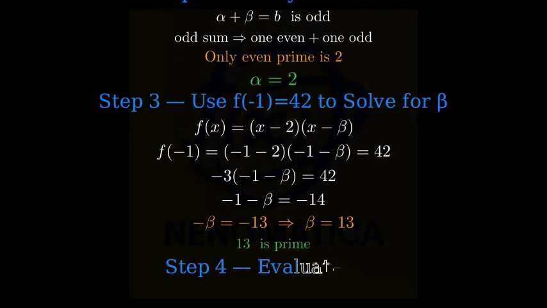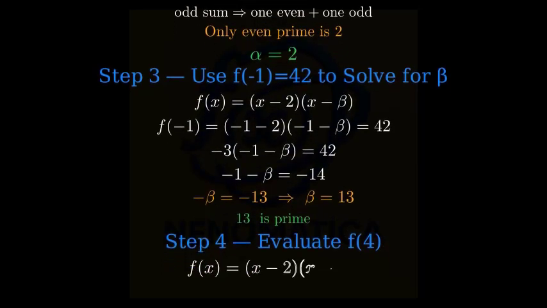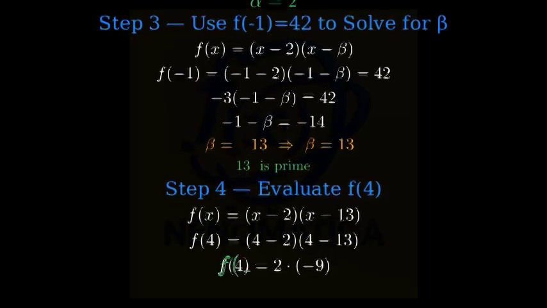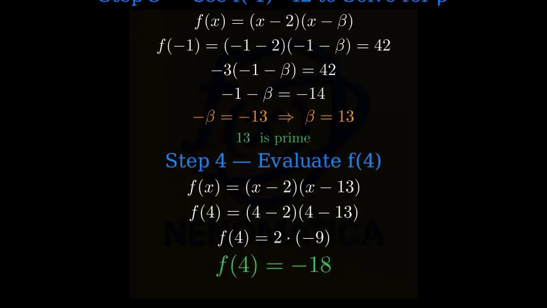Step 4. Now that we have both roots, alpha equals 2 and beta equals 13, the function is f of x equals x minus 2 times x minus 13. To find f of 4, compute 4 minus 2 times 4 minus 13, which equals 2 times negative 9, which is negative 18.